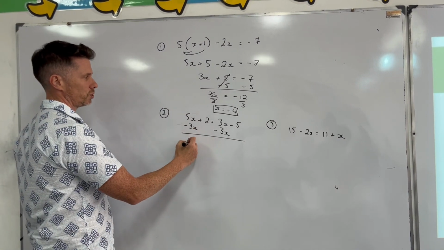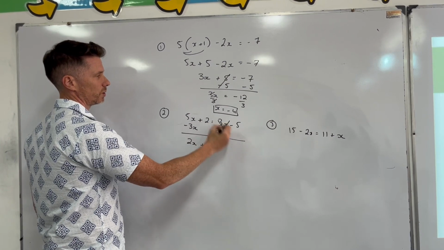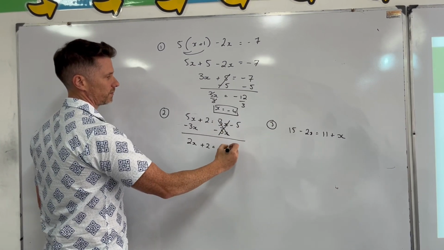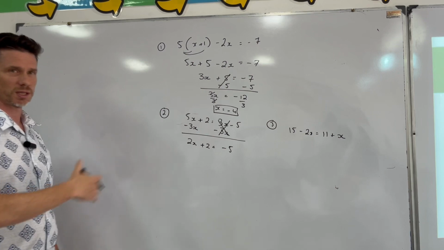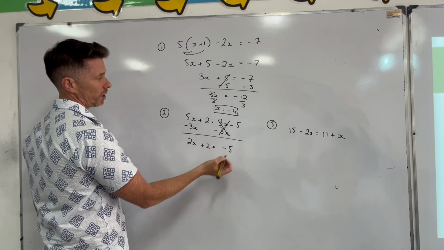So I'm left here with 2x. The +2 is still there, the equal sign, and then this one is gone. And then a -5 here. So if I have x's on both sides, I get rid of one of them before I start. And then I can solve it like this one.